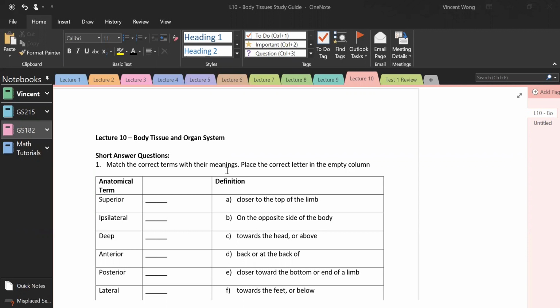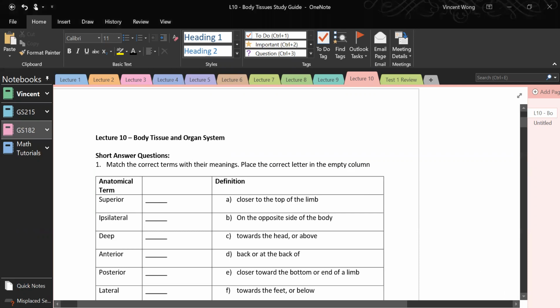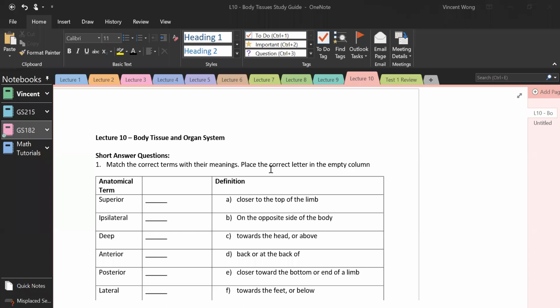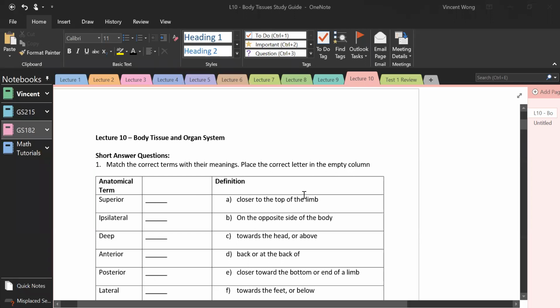We will go through the lecture 10 study guide, which shouldn't take too long, probably maybe half an hour or so. And then we'll take up a few questions from the review that I posted yesterday. So first question here: match the correct terms with their meanings, and place the correct letters in the empty column.